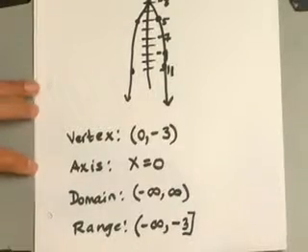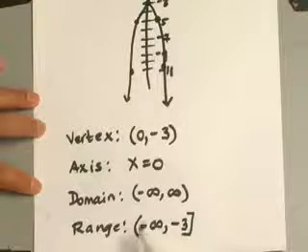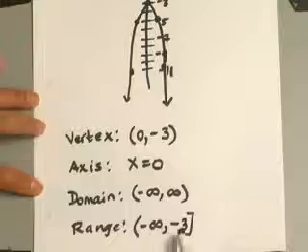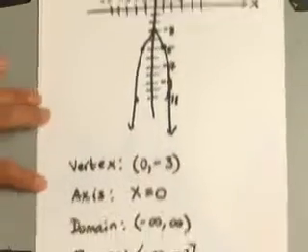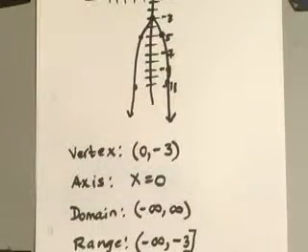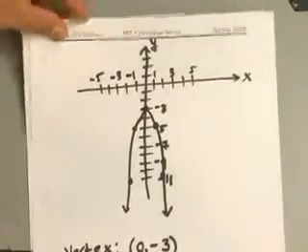Okay, so you can see, since this is opening upside down, your range changes. Instead of going to +infinity, it's coming from -infinity and goes to -3 and stops right there, because there's no graph above -3. Okay, so you can see how the coefficient of your x squared term can help you determine what sort of graph you're going to have, what shape, what direction you can expect to see.